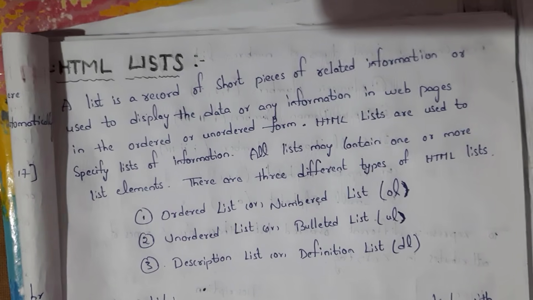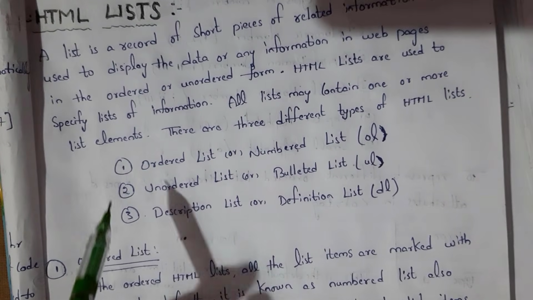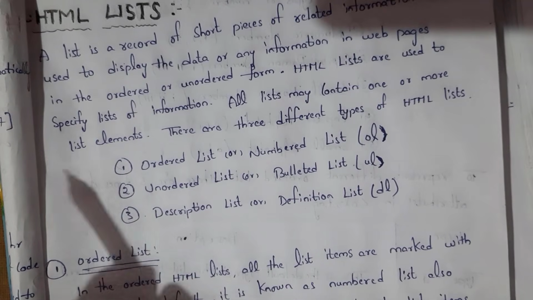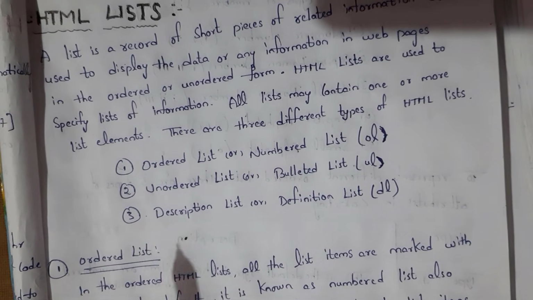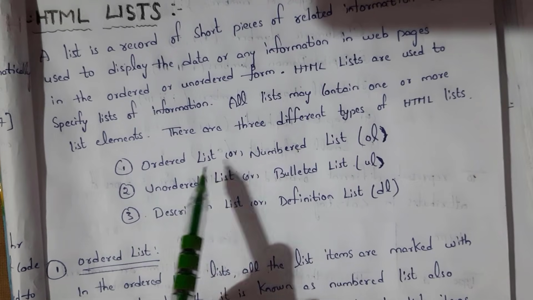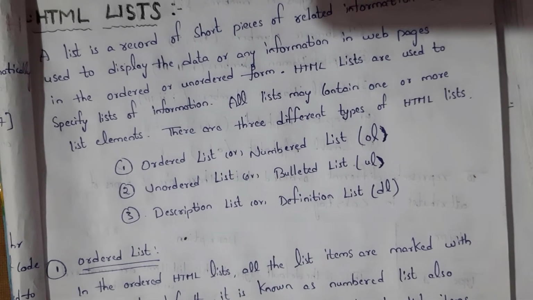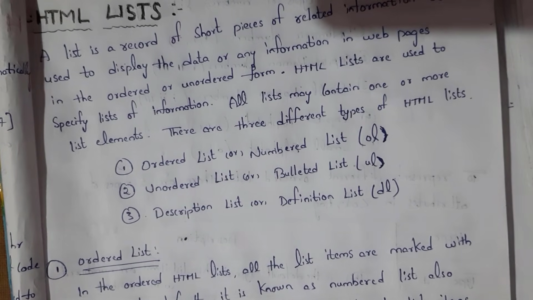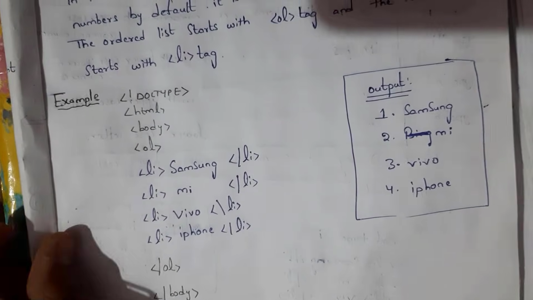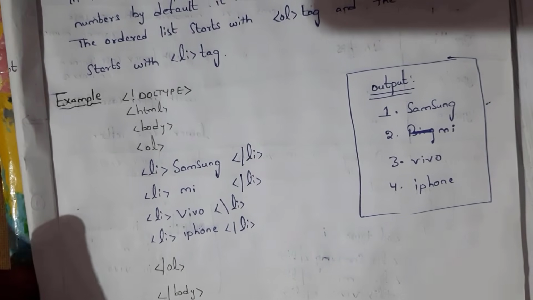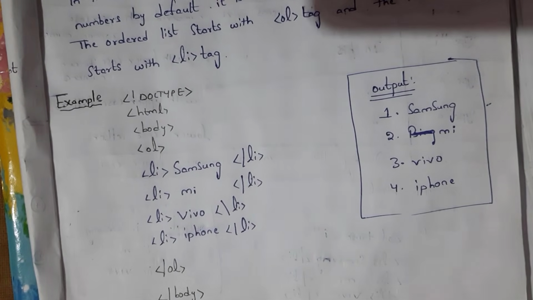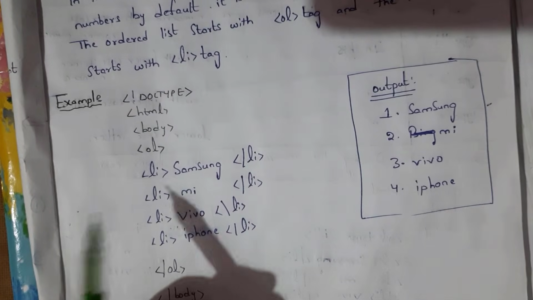HTML lists are classified into three types. First one is ordered list, next one is unordered list, and third one is description list. The ordered list is also known as numbered list, the unordered list is also known as bulleted list, and we can also call the description list a definition list. First, I start with the ordered list. This is a program of an ordered list. In order to display elements in order, we are going to use this ordered list.